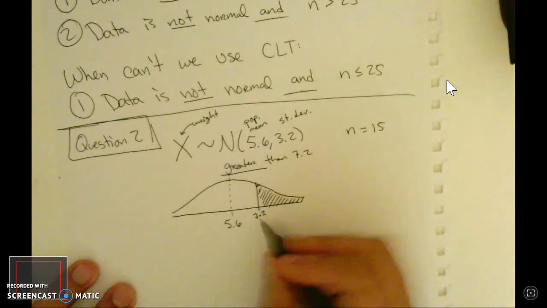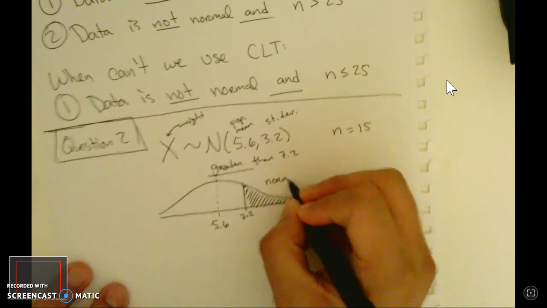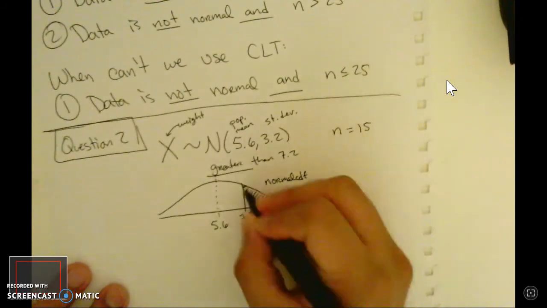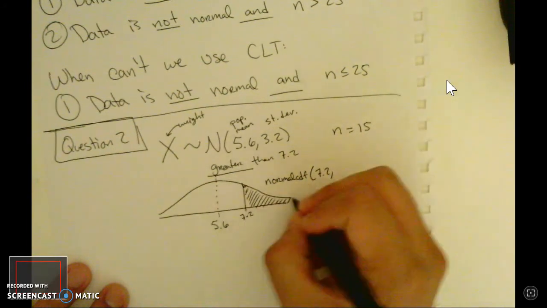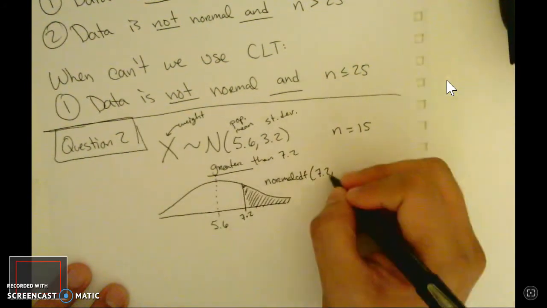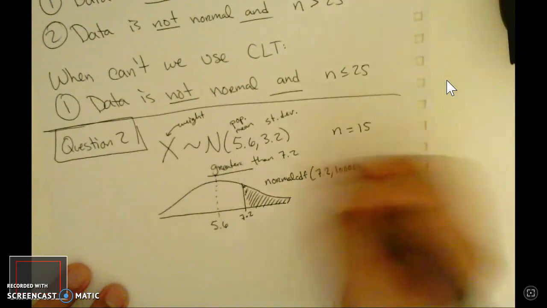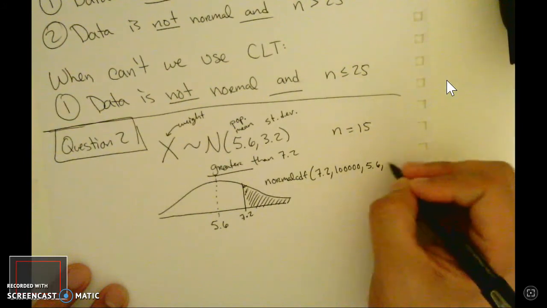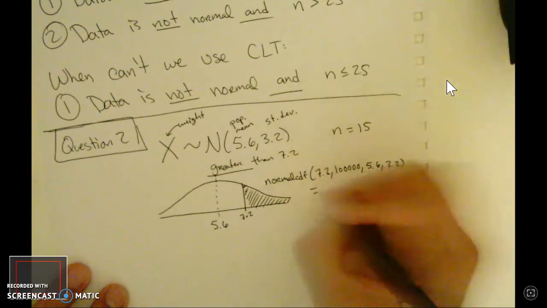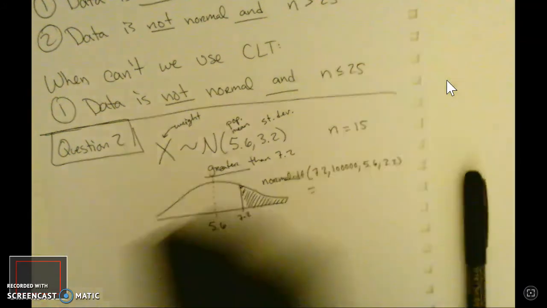All we have to do is use normal CDF. So we go into our calculator and write normal CDF, starting at 7.2, ending at positive 1 million or whatever you want to call it. Then the mean is going to be 5.6 and the standard deviation is going to be 3.2. So let's figure out what this value is. I have both calculators here, but since most of you have this calculator, I'll use this one.